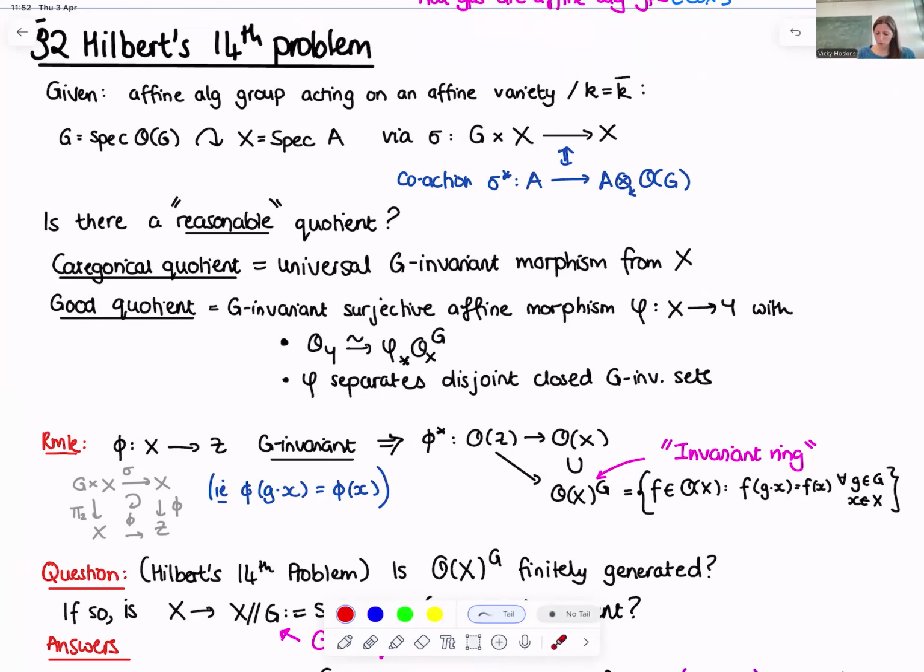What's more natural from the perspective of GIT is to ask for what's called a good quotient, where you ask for a G-invariant morphism from X to some variety Y, and you ask that this is an affine morphism and surjective. On the level of sheaves, it identifies the structure sheaf of Y with the push forward of the G-invariant functions on X. Additionally, the good quotient should separate disjoint closed G-invariant sets. Of course it's going to glue some things; we've agreed that has to happen, but you want that if you have closed orbits, then these should be separated by this quotient.